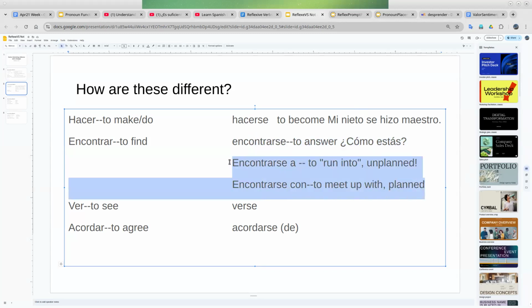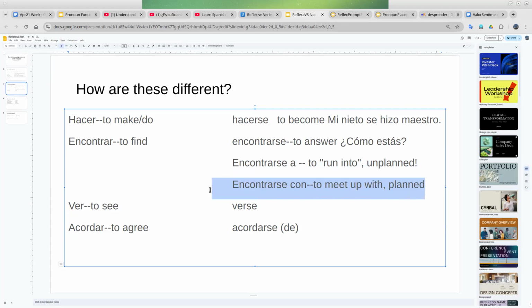And encontrarse can also have two other meanings. We're not going to emphasize these today because they get a little bit picky. But encontrarse with the little word a means you run into somebody. You didn't call ahead of time and say, hey, meet with me at 5 o'clock, but you just run into them like, oh, what a surprise.